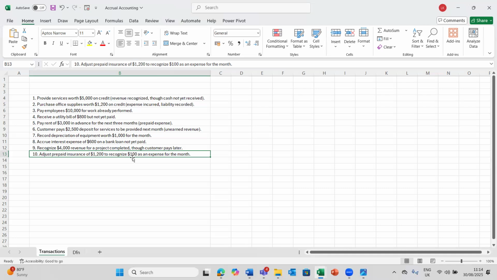It gives a true picture of what transpired in a particular financial year.